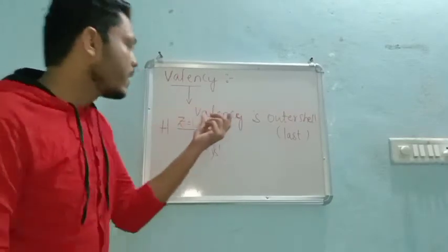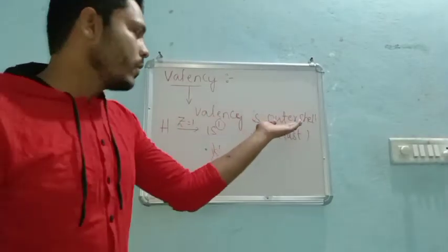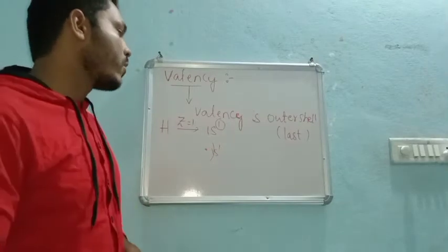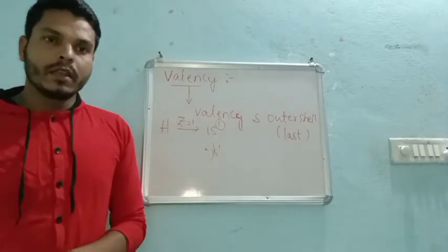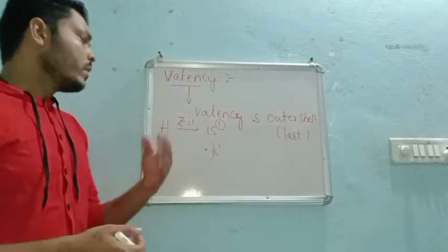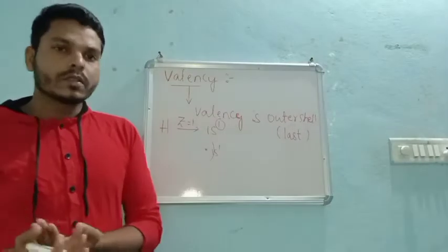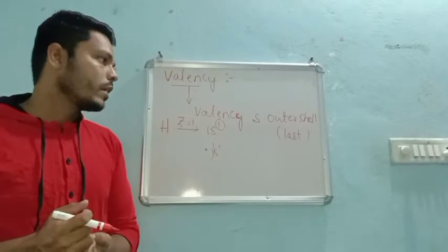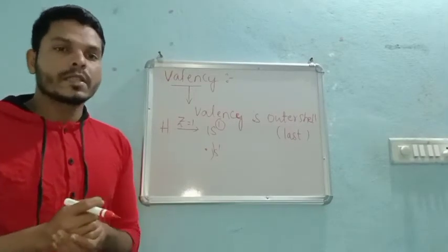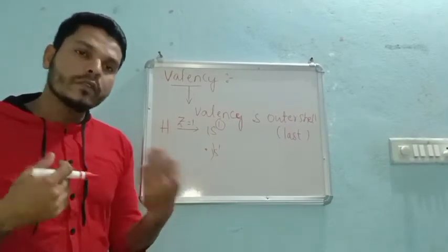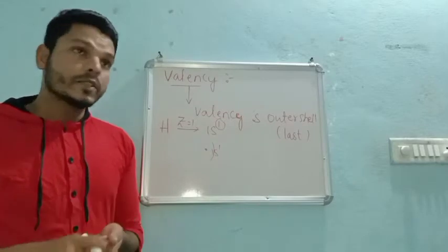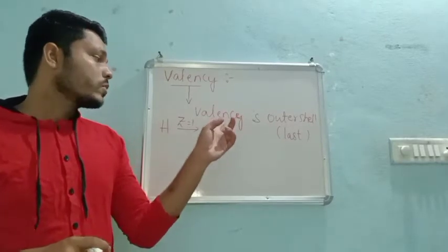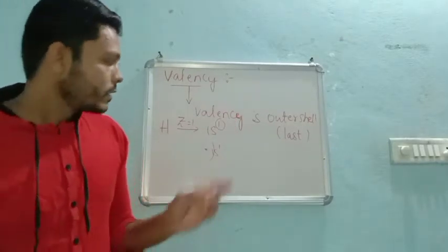Why? Because why are we only considering the outermost electrons? In chemistry, the outermost cell, or the valence cell, is very important. The number of electrons present in the valence cell is what is involved in the formation of a bond. So that's why we are considering only those electrons, right? So this is the case.